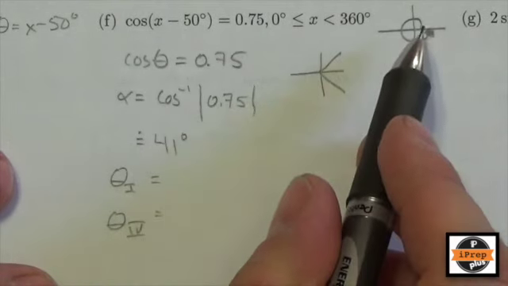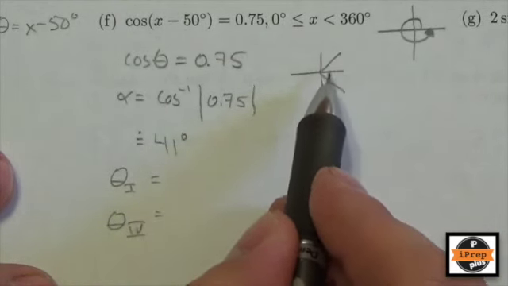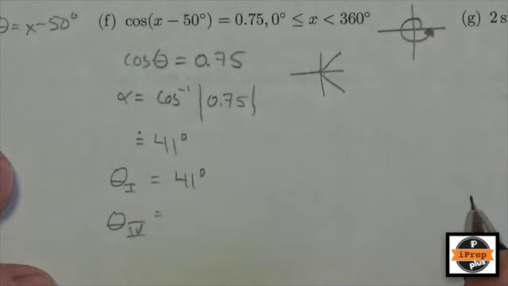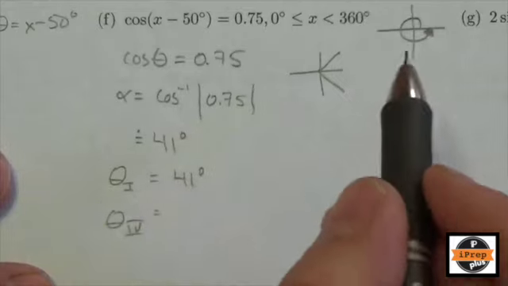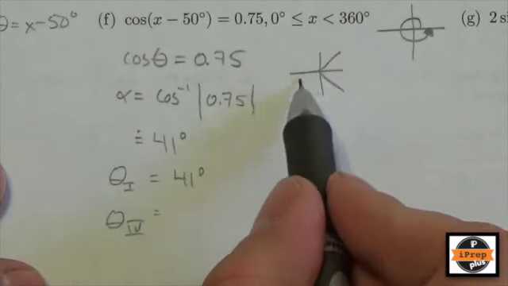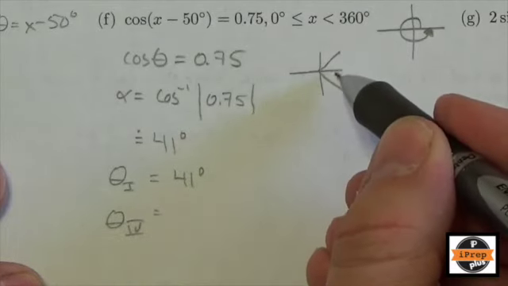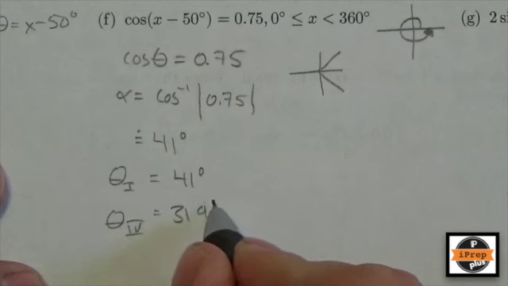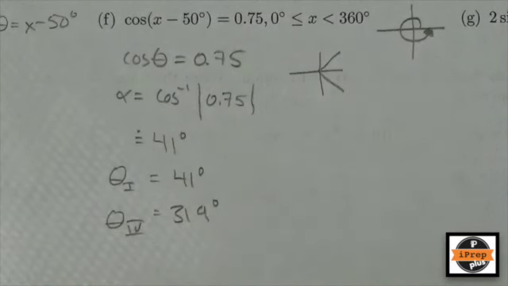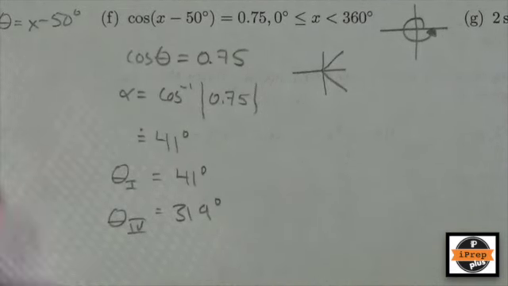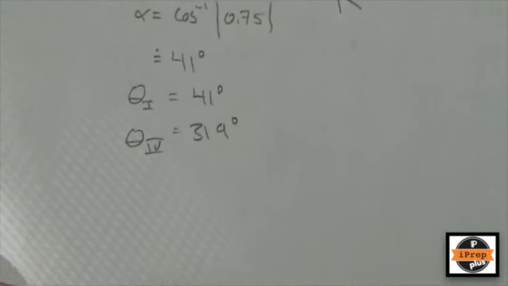In quadrant 1, we just rotate up from the positive x-axis to the terminal arm, and that's going to be 41 degrees. Now, we're going to come all the way around over here, and that's going to be 360 degrees, but we're going to get less 41, and that'll end up being 319 degrees. Great. But we're not quite done with that, because actually the answers here weren't theta. The angle here wasn't theta, it was x.